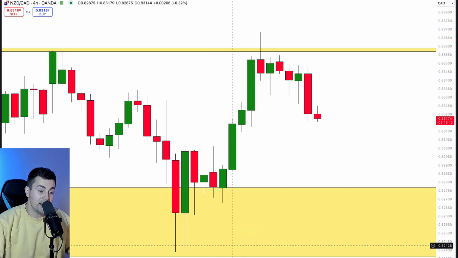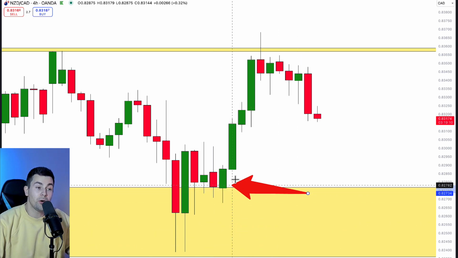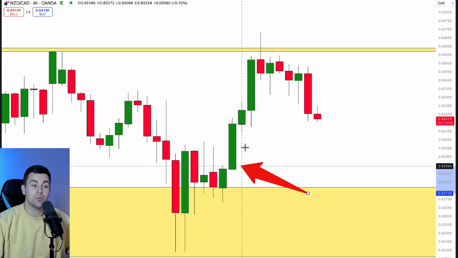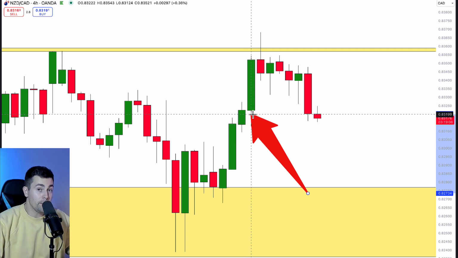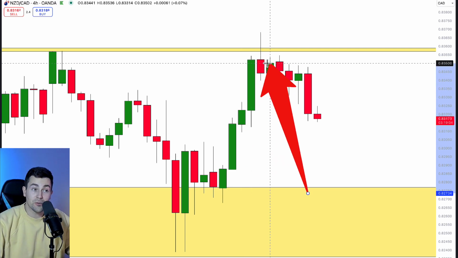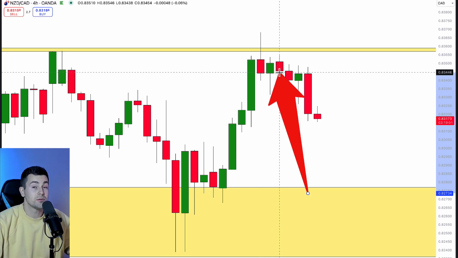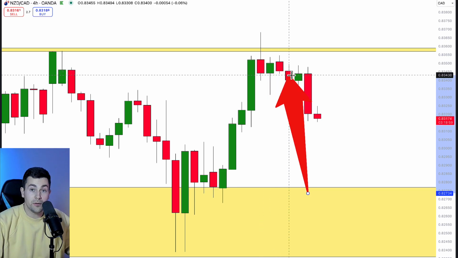If we analyze candlesticks, you can see that the market was growing rapidly. You can see that we formed multiple strong bullish candles. But once that resistance was reached, you can see that the market stopped growing. The market started to consolidate.